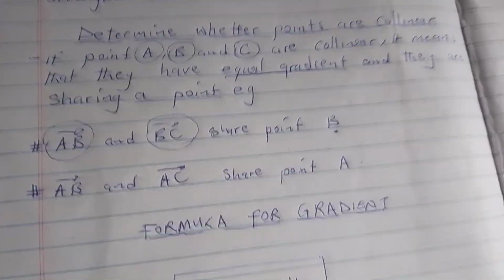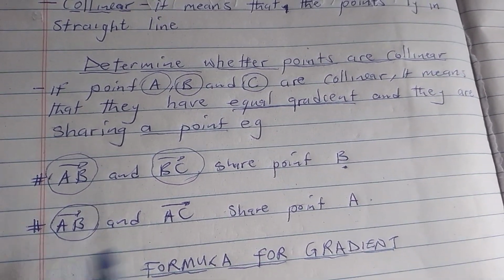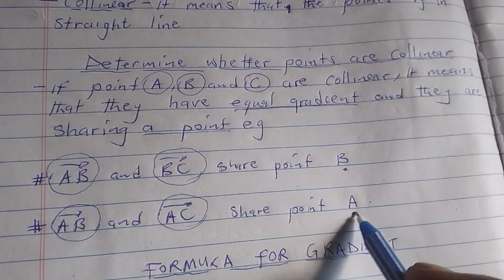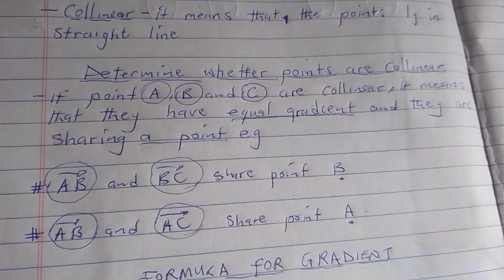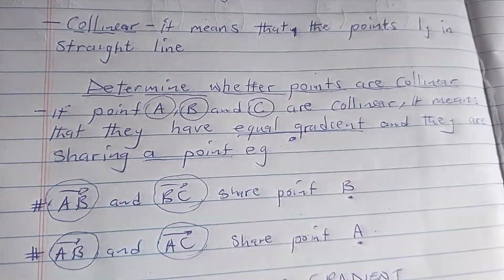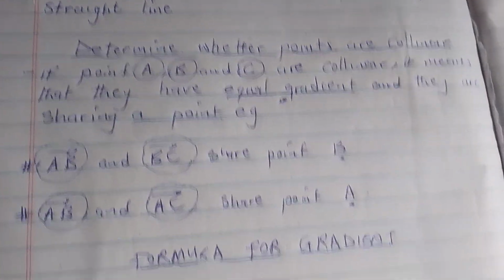Or if you want, you can also organize them this way: AB and AC. When you look at these two, they are sharing point A. Now, to prove that these points are collinear, we need first to find the gradient. So we need to understand the formula for finding the gradient.